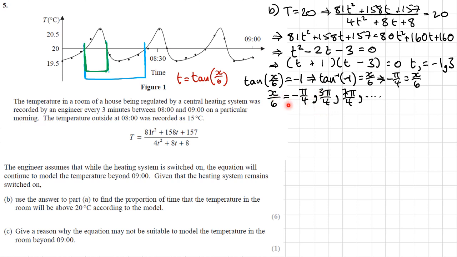So I do need to realise I've got to times them by 6 first. So I'm going to do that and then write down what the decimal answers are. I'm just going to ignore this first one because that's a negative time. So that gives us 14.137 and 32.987 to 3 decimal places.